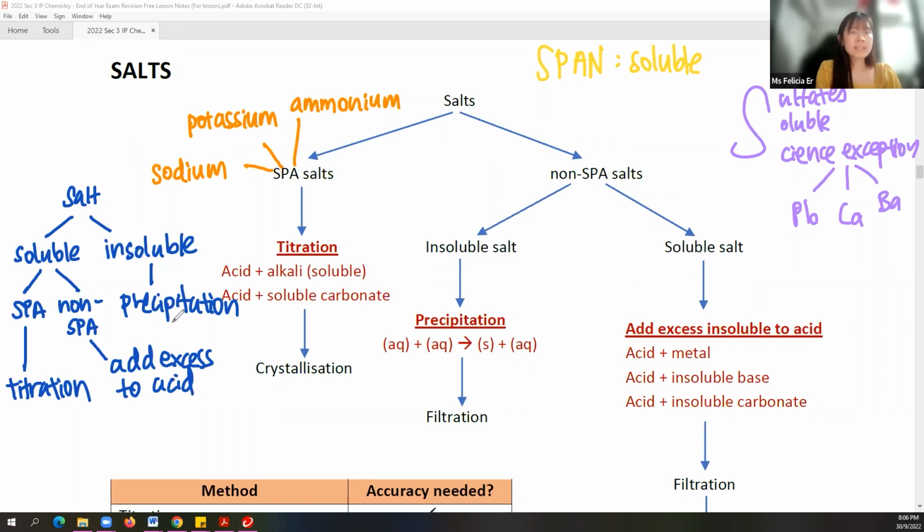Then the next thing to take note of is that titration and add excess insoluble to acid are pretty similar. By the way, sorry, let me backtrack a bit. Can you all tell that this flow chart and this flow chart will get the same result? Because if I go by this, insoluble precipitate, you look over here, salts, there's only one insoluble, right? Because SPA is confirmed soluble, so insoluble is confirmed precipitation. Then for soluble, SPA, titration. Soluble, non-SPA, it will be add excess.